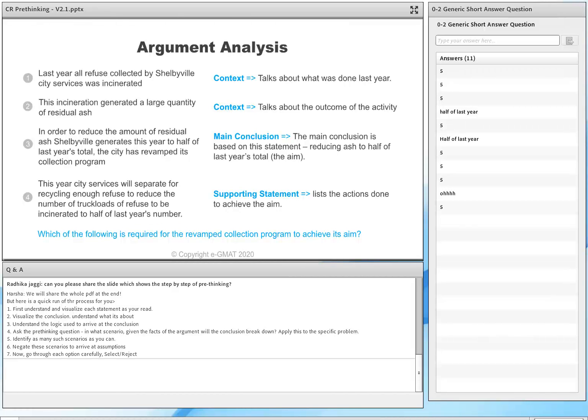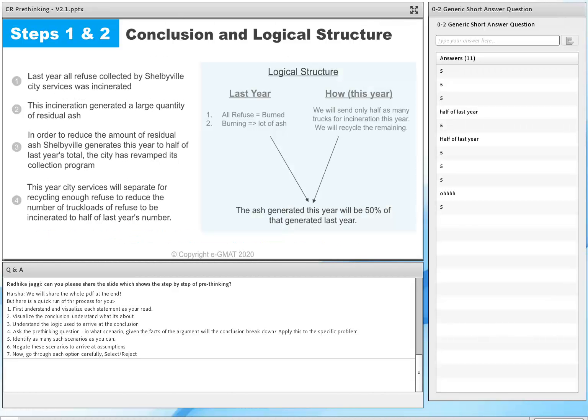Okay. So what's my conclusion? The ash generated will be half of what was generated last year. Why do we say that? Last year, everything was burned, and burning generated a lot of ash. This year, we'll be sending half as many trucks as we sent for incineration last year.